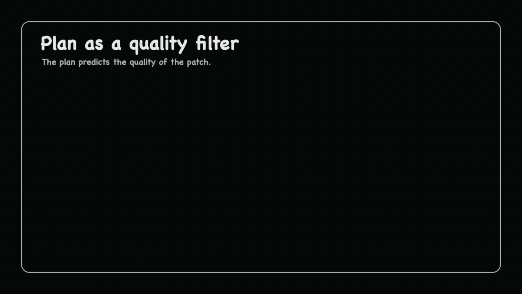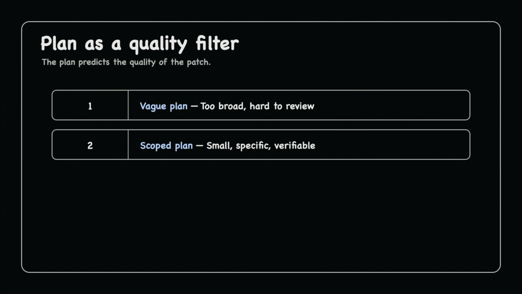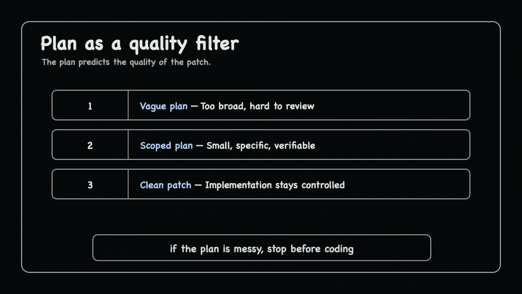I also use plan mode as a quality filter. If the plan is vague, too large, or misses something important, I know the implementation will probably be messy. If the plan is specific, scoped, and easy to verify, then the actual coding step becomes much safer. So you want to use plan mode initially while brainstorming and also as you enhance your app because it gives the model a chance to ask follow-up questions to ensure there's no misunderstanding.